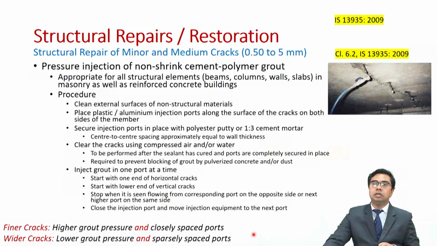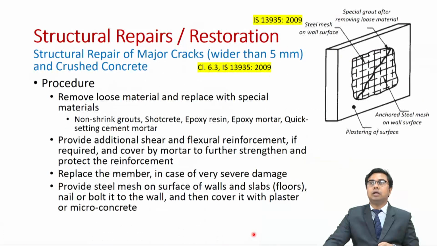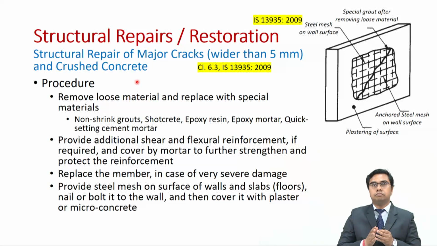Okay. So, having understood this, now let us look into the structural repair of major cracks, that is, cracks which are wider than 5 millimeters or which may have some crushed concrete. In this case the first step shall be to remove loose material and replace it with special materials. What are the special materials? It can be non-shrink grout, shotcrete, epoxy resin, epoxy mortar or quick setting cement mortar. The details of all these materials are provided in some clauses of IS 13935:2009. You can have a look into those clauses for greater depth of understanding.